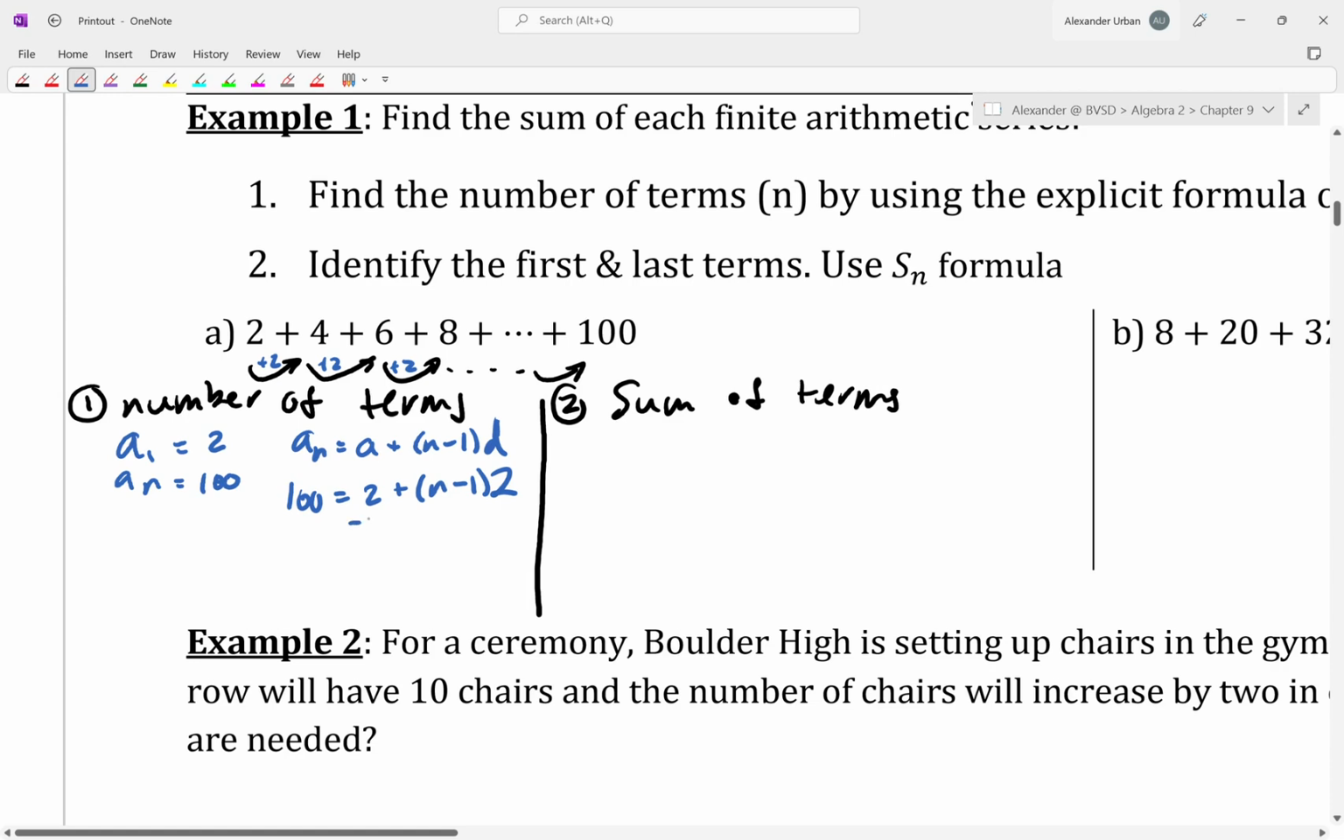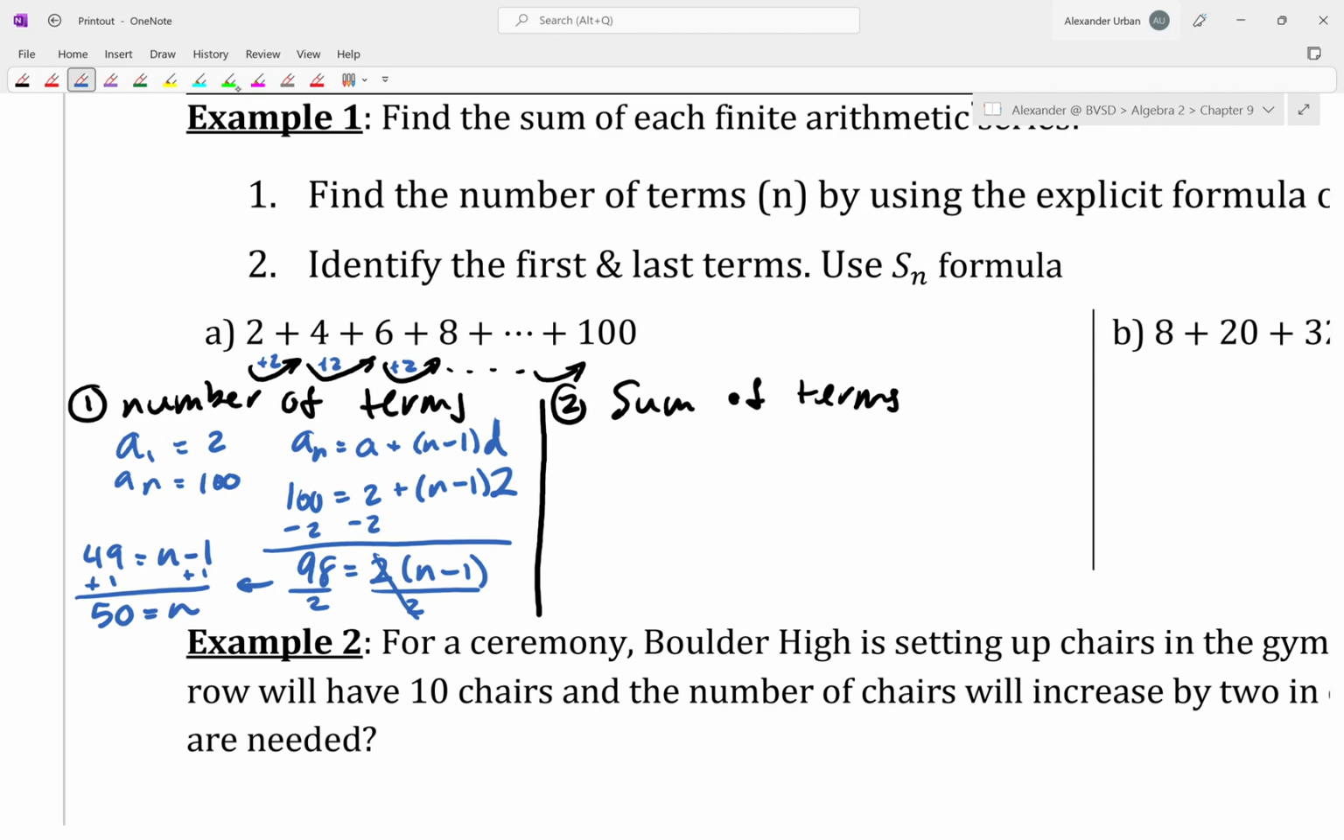And so now I'm just going to do some algebra. I'm going to subtract 2 from both sides. I end up with 98 is equal to, and I'm going to rewrite this as 2 times the quantity n minus 1. I'm going to divide both sides by 2. And I should end up with 49 is equal to n minus 1. Add 1 to both sides. And we can see that n, or the number of terms, is 50. So we have the number of terms being 50, which is great.